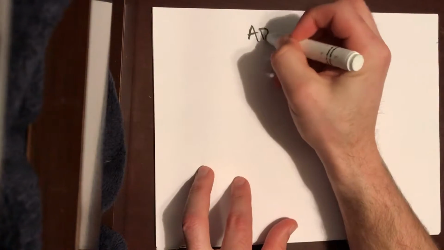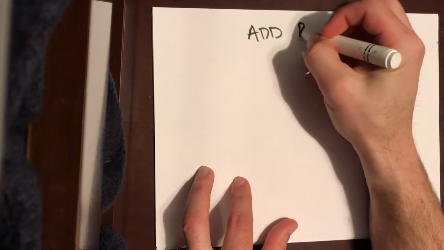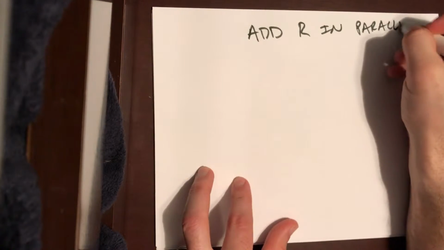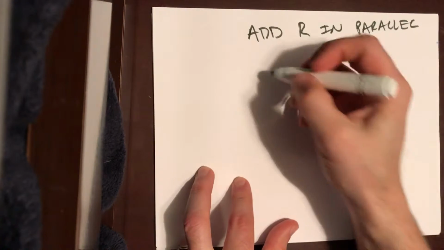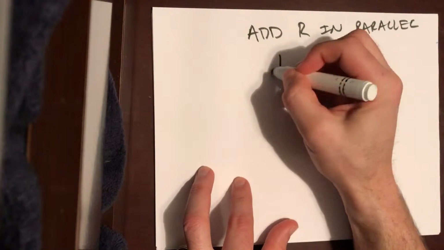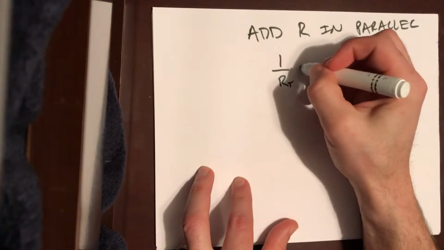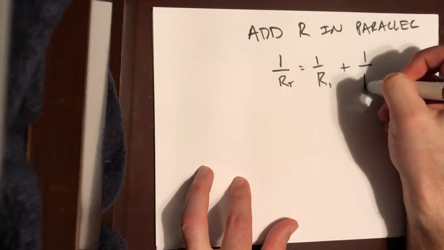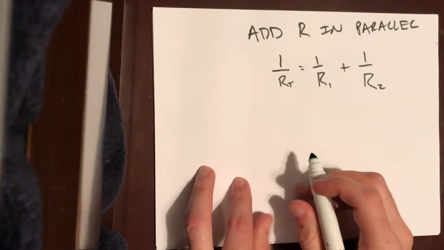Okay, here we're going to talk about how to add resistors in parallel. We have a slightly different equation for this, which says that 1 over R total, or 1 over R equivalent, is equal to 1 over R1 plus 1 over R2.